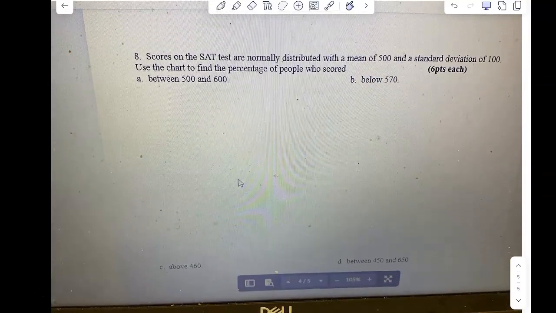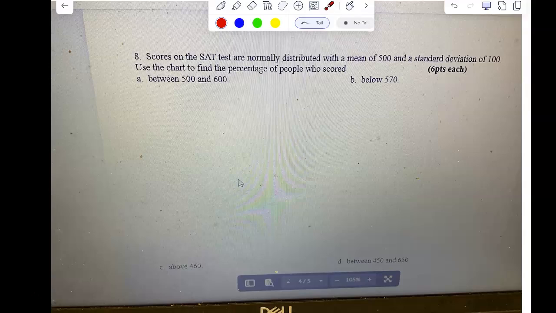And then finally, the last question on the sample test, but we will do one final question. We're dealing here with a situation where we know the mean, we know the standard deviation, and we're asked to use our chart to figure out the likelihood, the percent of people that fall in some range. So in part A, we want to know the percent that fall between 500 and 600.